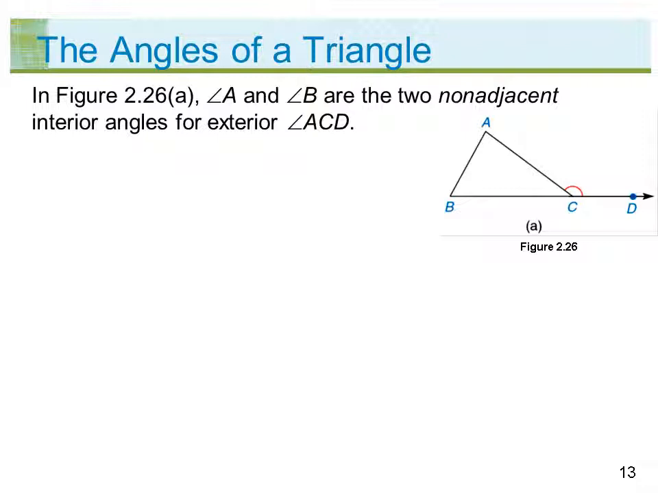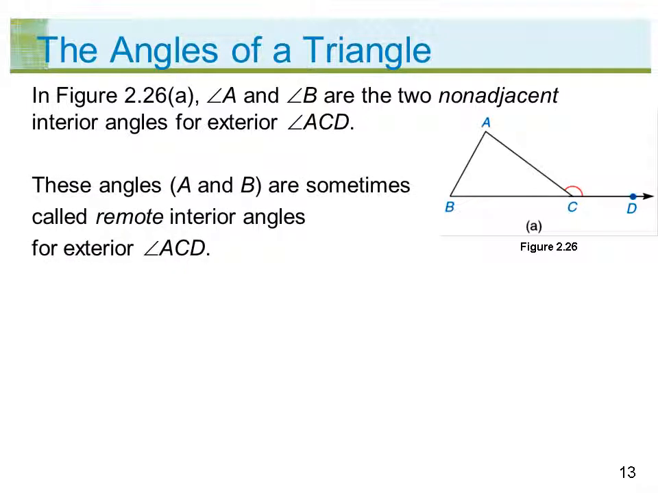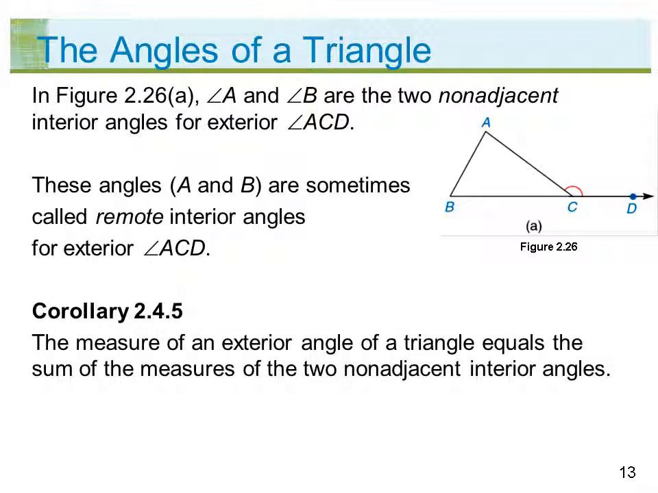In Figure 2.26a, angle A and angle B are the two non-adjacent interior angles for exterior angle ACD. These angles, A and B, are sometimes called remote interior angles for the exterior angle ACD. Corollary 2.4.5. The measure of an exterior angle of a triangle equals the sum of the measures of the two non-adjacent interior angles.